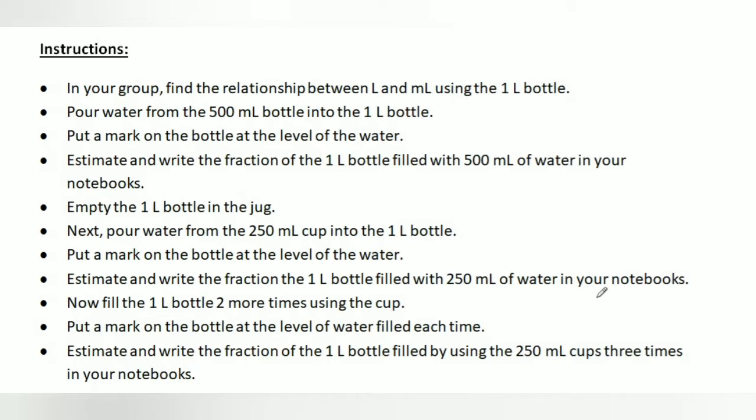Now fill the 1 liter bottle 2 more times using the cup, then put a mark on the bottle at the level of water filled each time. Then estimate and write the fraction of the 1 liter bottle filled by using the 250 milliliter cups 3 times in your notebooks. You will estimate what the fraction is when you have poured 250 milliliter water 3 times. In this way you have to do your activity.